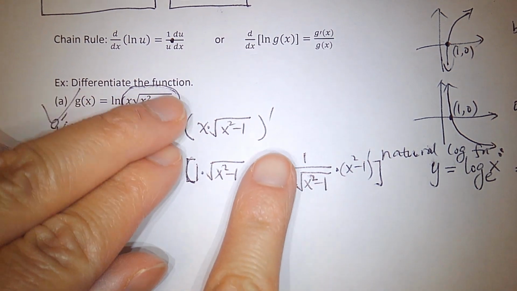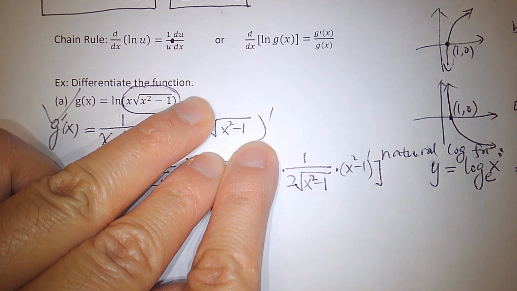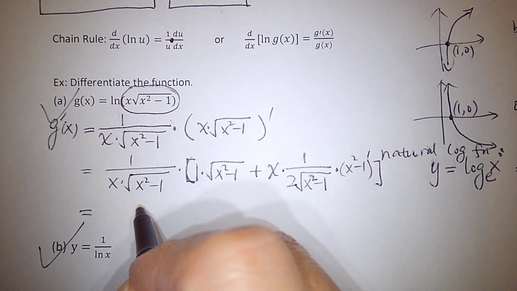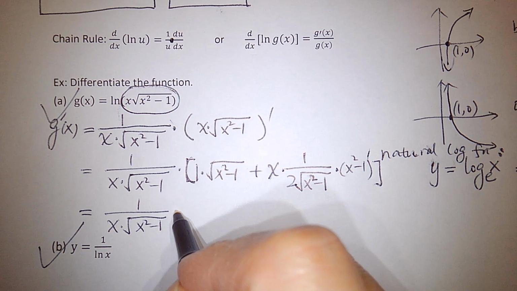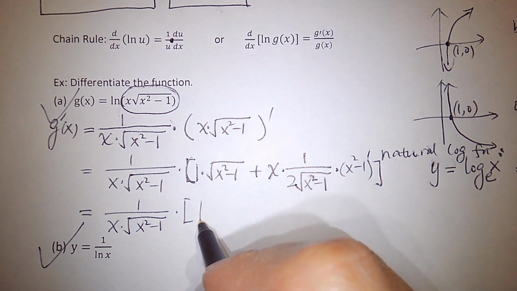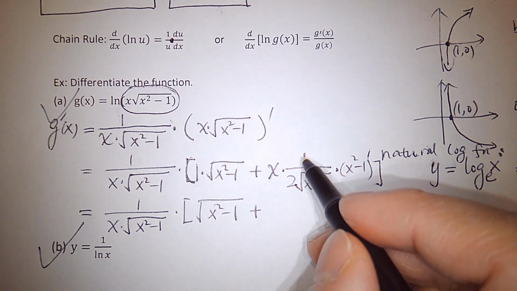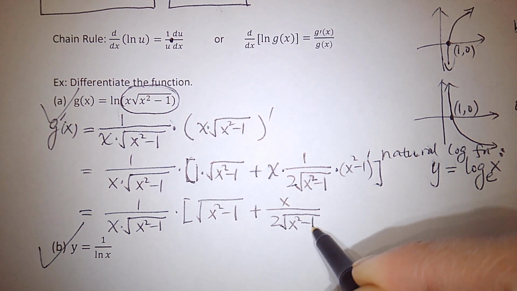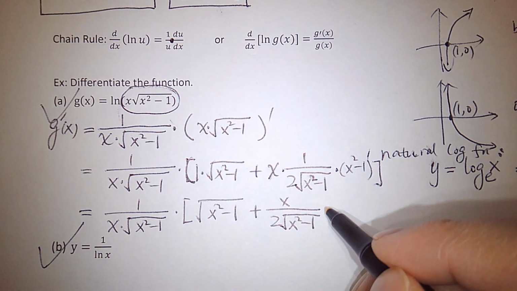Do you agree with me? 1 over 2 times the square root times the derivative under the square root, right? So it equals 1 over x times the square root of x squared minus 1, times 1 times the square root of x squared minus 1, plus x over 2 times the square root of x squared minus 1, times the derivative of x squared minus 1. What is the derivative of x squared minus 1? 2x.